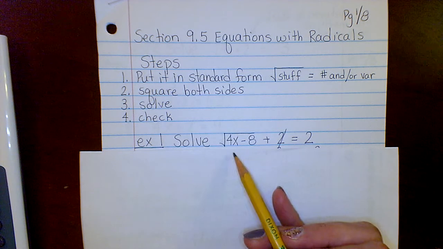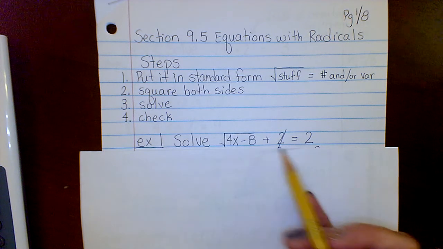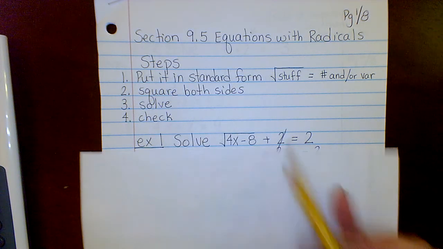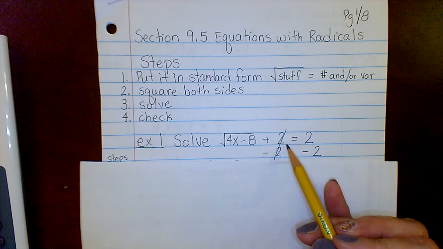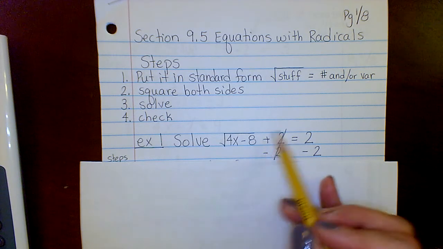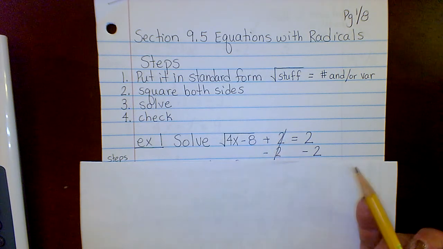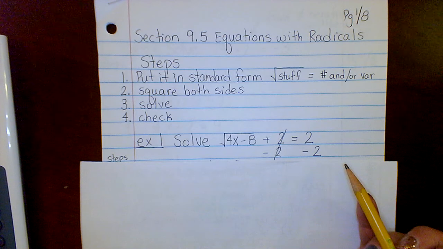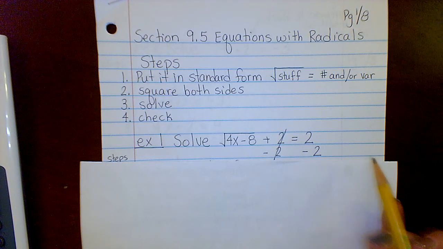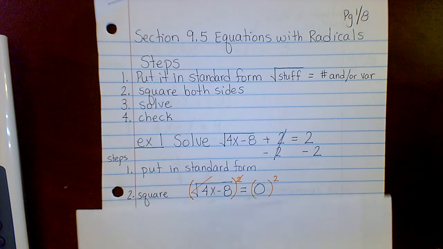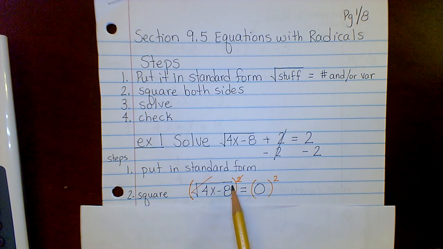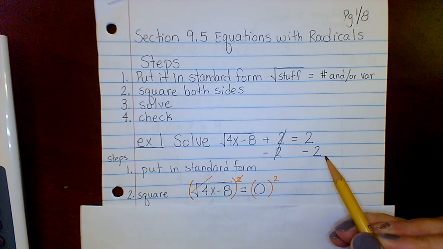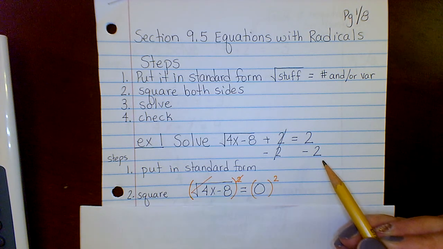Okay, so we start off with the square root of 4x minus 8 plus 2 equals 2. Now that's already crossed off because I went ahead and started doing the work on there. But the first thing is to get it in standard form. So this plus 2 is not part of that radical, so it needs to move to the other side. I'll subtract 2 from both sides. That gives me the square root of 4x minus 8 equals 0. So I've got it in standard form.